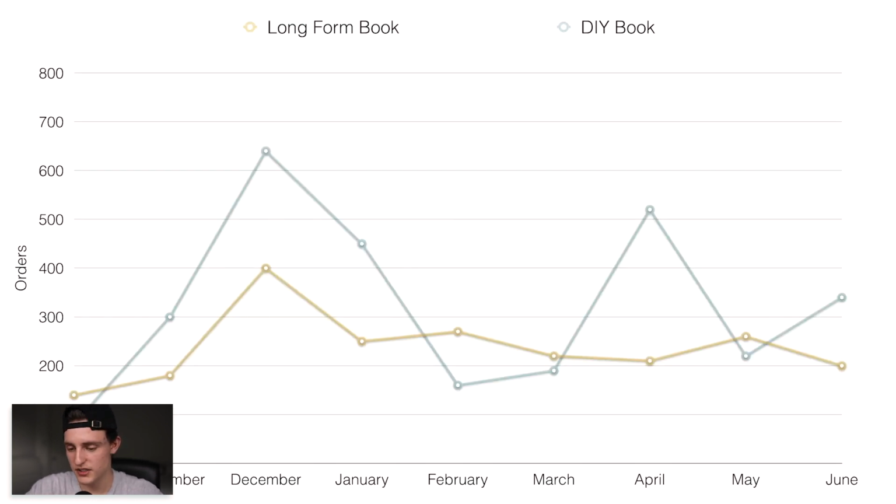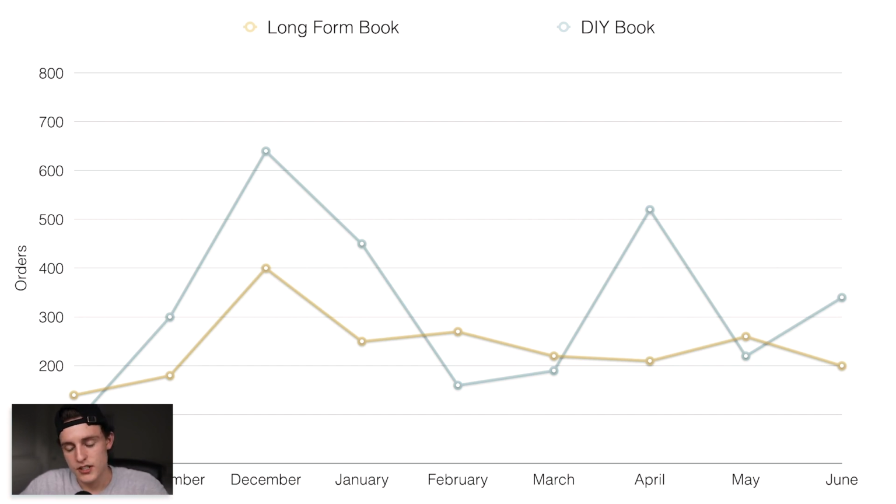So I made this graph here. It's not the best graph, but it kind of illustrates what I'm saying. You can see in the gold line there is a long form book. On the left, you can see those are orders going up, and then we have the months on the bottom there. And like I said, the gold one is a long form book, and the gray one is a DIY book. And you can see during December, they both peak because obviously December. This is just a mock-up. This isn't my actual books, but this is just an idea.